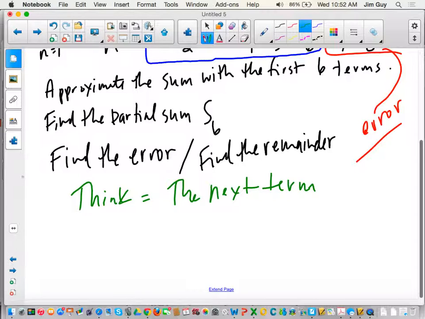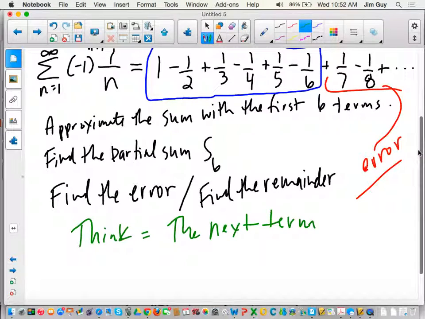So if we stopped here, the next term is just 1/7. This is the largest possible error, or the maximum error. We know it won't be any greater than that. Won't even equal that, right? We know for sure, but we say that the error is going to be less than or equal to that amount.